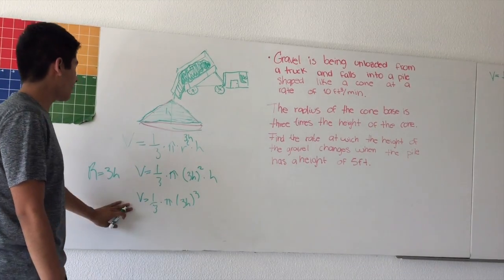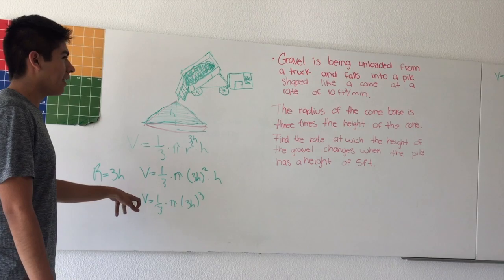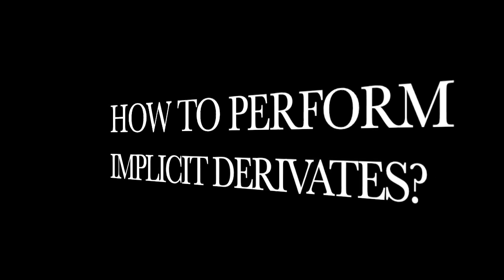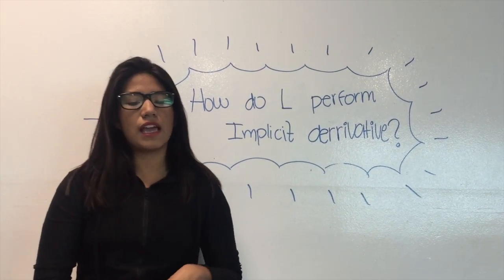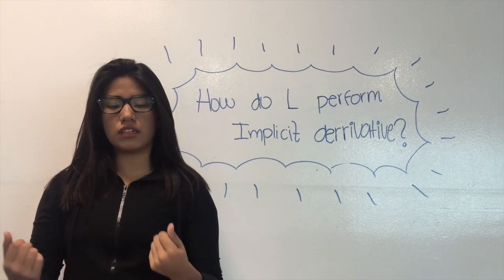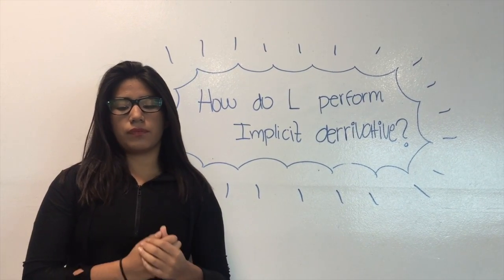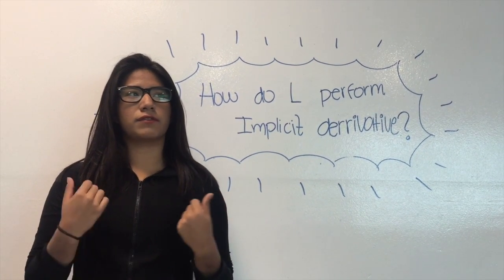Okay, now that we have this, we can differentiate, but we need to make a implicit derivative. How do I perform implicit derivatives? In implicit differentiation, we differentiate each side of the equation with 2 variables by treating one of the variables as a function of the other.